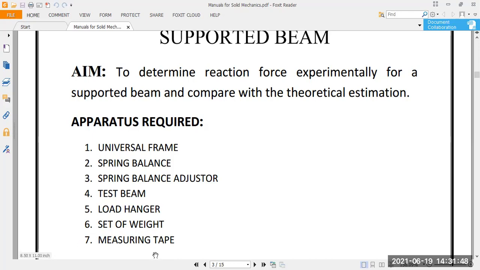And there is a measuring tape. We have to calculate the position of the hanger from both the ends. It may so happen that this position is originally determined and written on the test beam itself. In those cases, we don't need any use of the measuring tape.